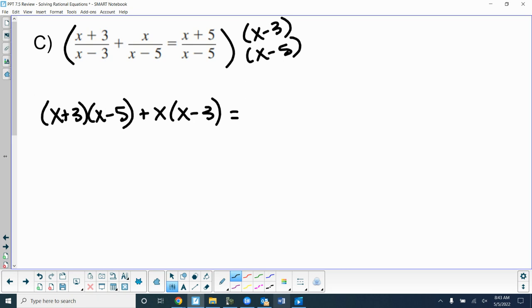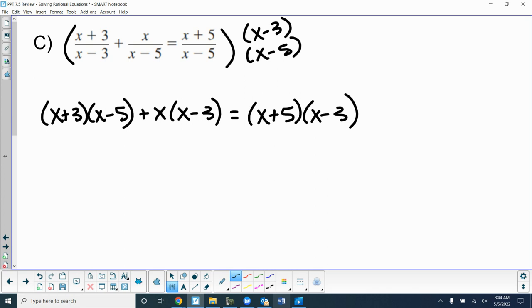Same thing here. What happens to this x minus 5 and that one? Cancel. So it's x plus 5 times x minus 3. There are no denominators left. That's the reason we're multiplying everything by the common denominator. That eliminates denominators, so no more fractions in the problem. Now we have to FOIL and distribute and combine like terms, okay?